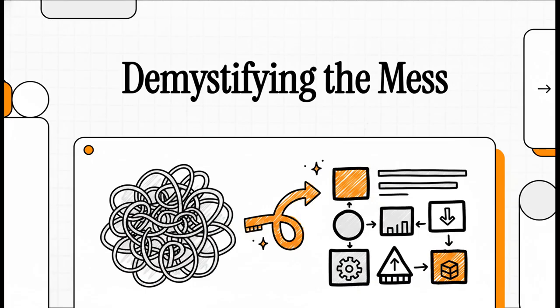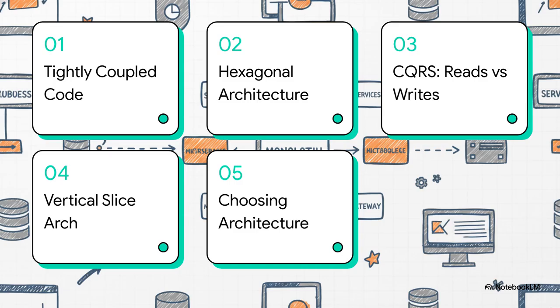We're going to break down exactly why systems get so tangled up in the first place, and more importantly, we're equipping you with a real, concrete toolkit to actually fix it. Here's our agenda for today's Explainer. First, we'll pinpoint the root of the problem, the tightly coupled codebase. Then we'll crack open our architectural toolkit to look at three very distinct, very powerful solutions: hexagonal architecture, CQRS, and vertical slice architecture. Finally, we'll wrap it all up by figuring out how to choose the exact right fit for your team. Let's jump in.